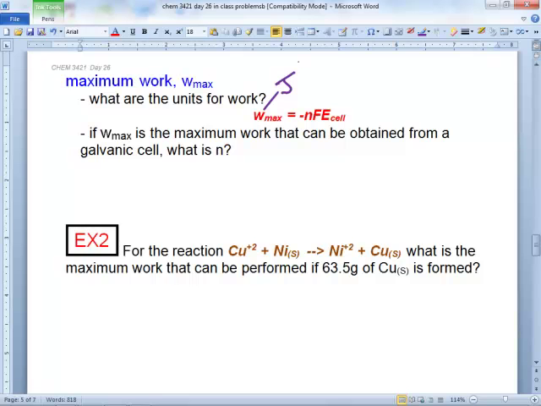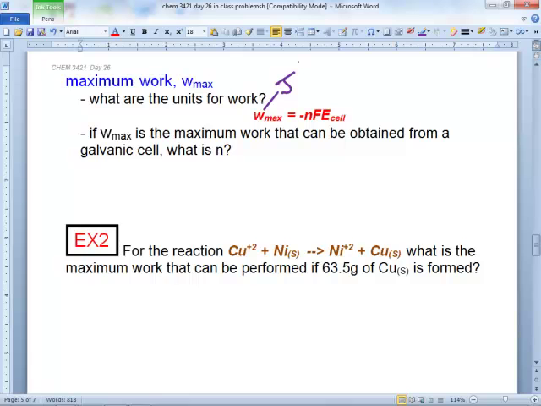If Wmax is the maximum work that can be obtained from a galvanic cell, what is N? Good question. This is what tells you when a battery dies. You want this little AAA battery to kick out so many moles of electrons and then it's dead, right? That's all it is. N is the number of moles of electrons that were transferred. And if it's not a well built battery, then your N isn't going to be as good either. So N is just the number of moles of electrons.